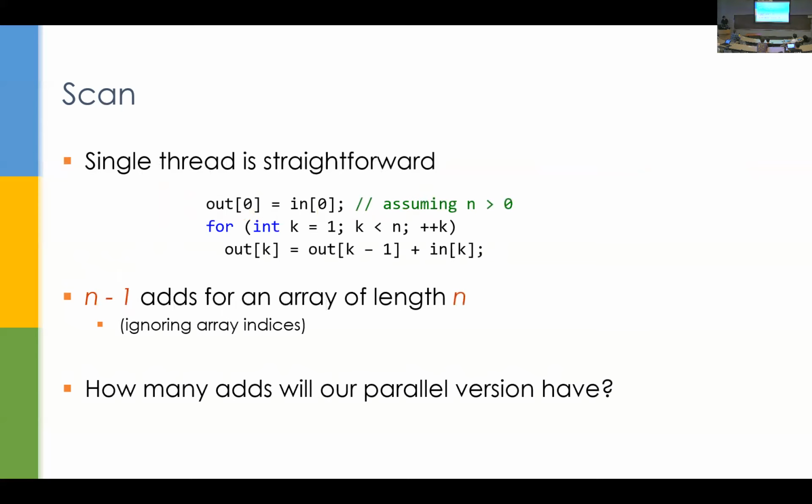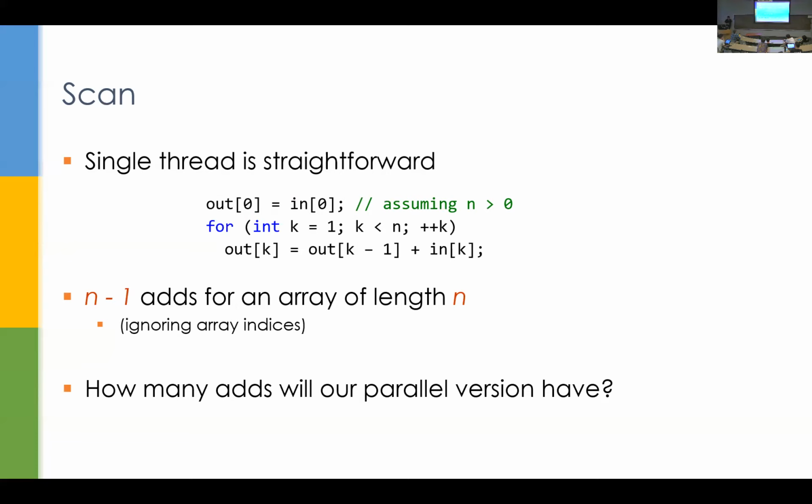So the first line, you save the first element. You don't want to change that. And then for each output element, you want to add the number before. And look at this condition. Essentially, this implies how many additions you're doing on this output. So you essentially have to do n-1 adds for an array of length n, because that's how it goes.